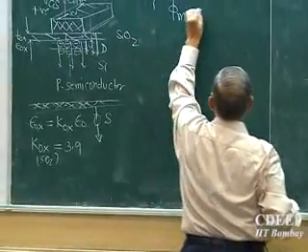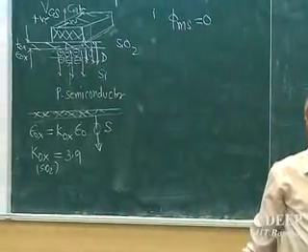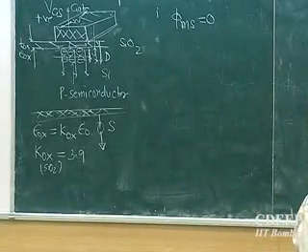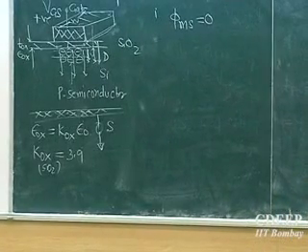First assumption I made is phi ms is 0. What does that mean? The work function in metal is the same as the work function in semiconductor.